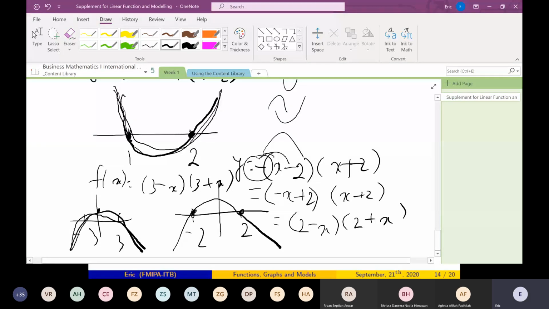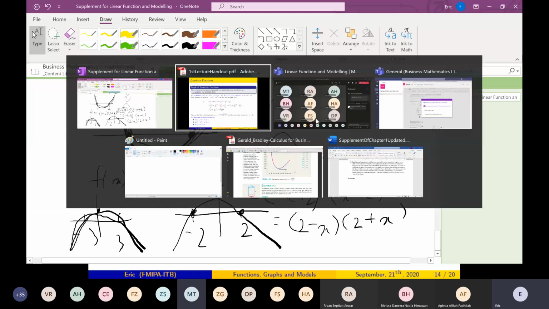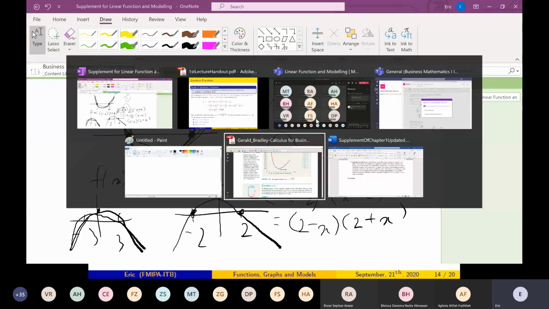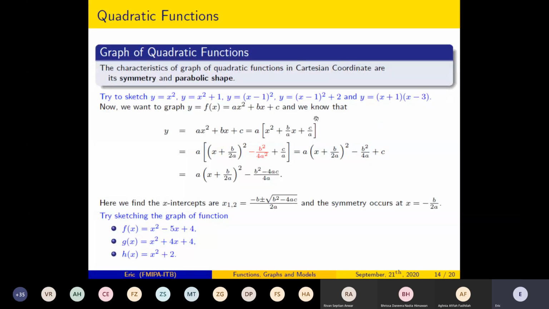Okay, any questions for the quadratic function? Ladies and gentlemen? No? Okay, let's continue. How many minutes do I have? Little.